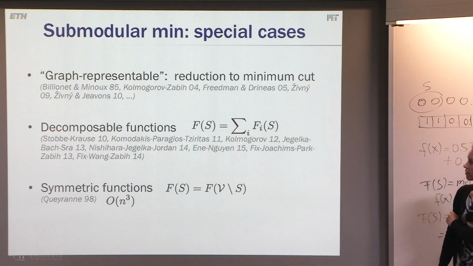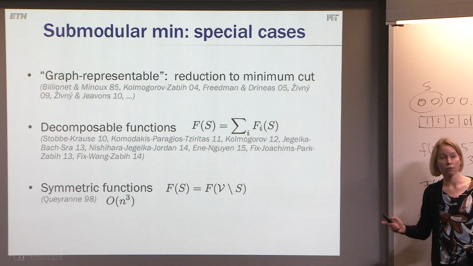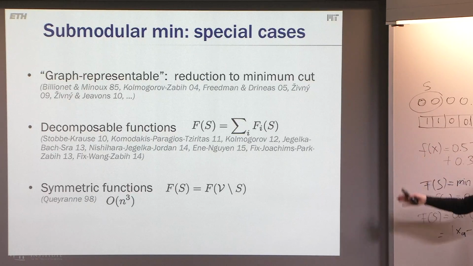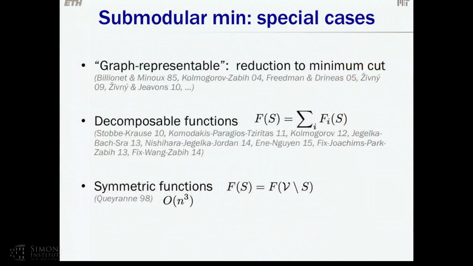So with that, let me wrap up. We saw that submodular minimization can be done via convex optimization. There are a few other things you can do for special cases, such as minimum cut, and reducing functions to a cut problem. Which functions you can actually reduce to that is another interesting problem. There are so-called decomposable functions that are sums of simpler submodular functions, and also symmetric functions, where the function is the same as its complement.